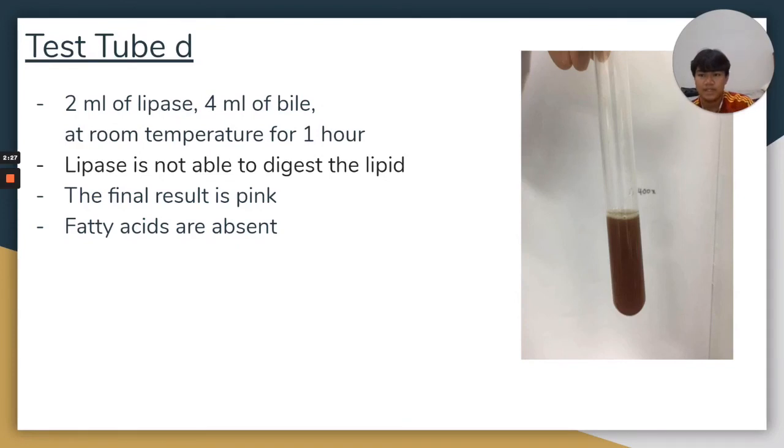Okay. So for test tube D, 2 milliliters of lipase is mixed with 4 milliliters of bile and left at room temperature for 1 hour. So the results that we got from this test tube is that lipase is not able to digest the lipid, and the final result is pink. Right? The fatty acids are absent.